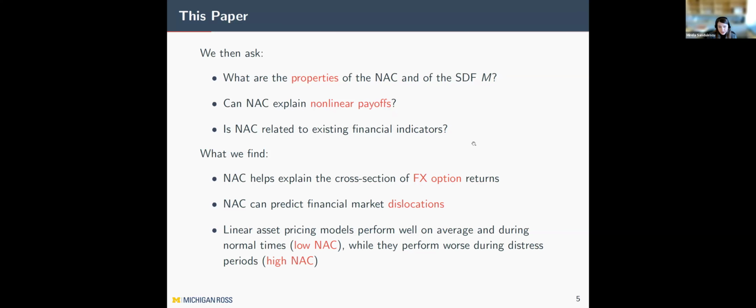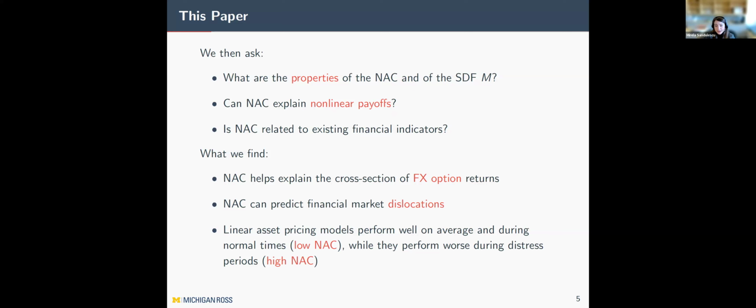And what we find is the following. We are going to find that NAC is going to help explain the cross-section of FX option returns. And since it's constructed as a measure that ex ante is in line with absence of arbitrage opportunities, it turns out that it can also help predict financial market dislocations.